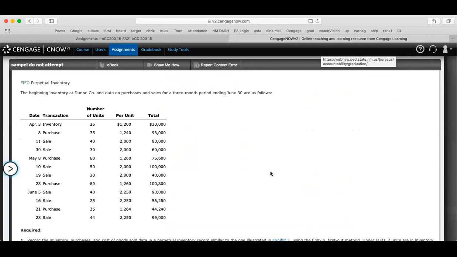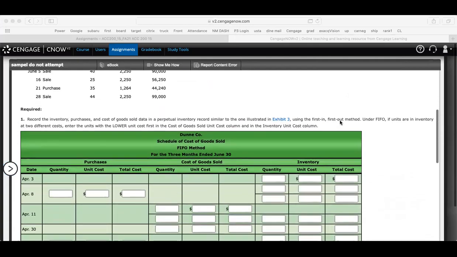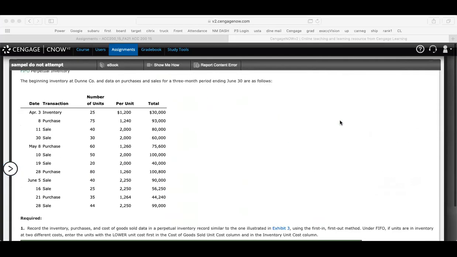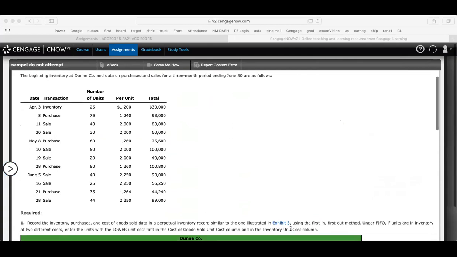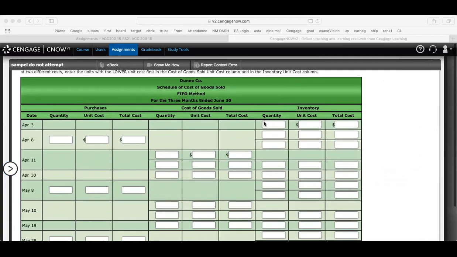All right, so to begin with, we are going to look at the first one, April 30th inventory, okay? And let's go down to it. So on here it says 25 units inventory, $1,200 per unit. So we're gonna go and fill this out. April 30th, we're going to put in here, we got 25, okay, cost of 1200. So 25 times 1200, I have my calculator here, 25 times 1200 gives us 30,000.